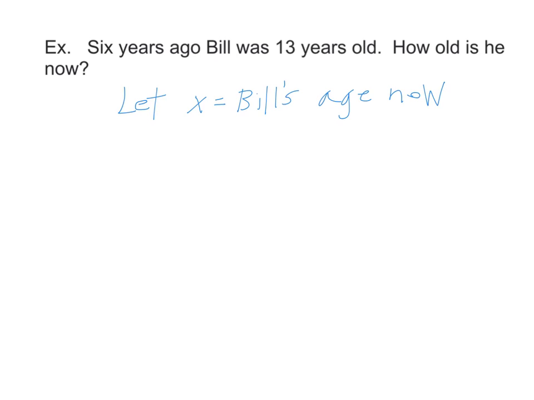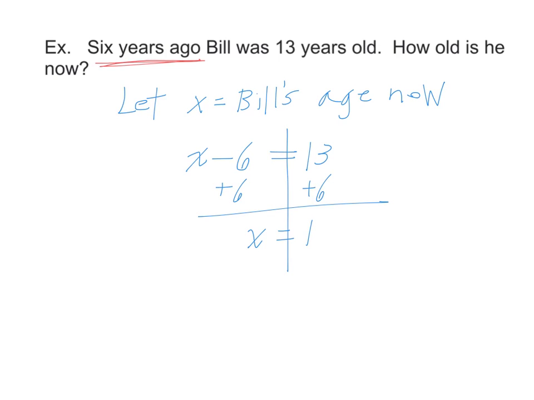Six years ago would indicate subtraction. So I'm going to take x minus 6, and they told us that was 13. There's the equation. Now I'll finish it by solving. Add 6 to both sides, and x equals 19. Bill must be 19 years old.